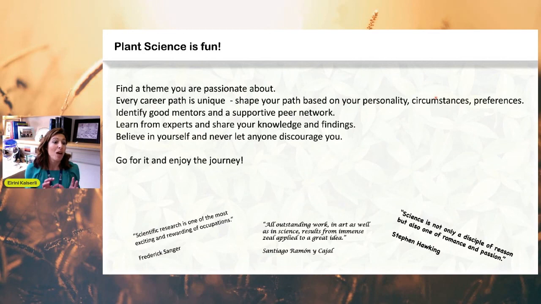Try to identify one good mentor and also a supportive peer network, which I'm sure you all have now, again, through the Gatsby, and also try to learn from experts, whether it's a technique, and also share your knowledge and findings with the community. And the most important thing is believe in yourself and never let anyone discourage you or doubt you.